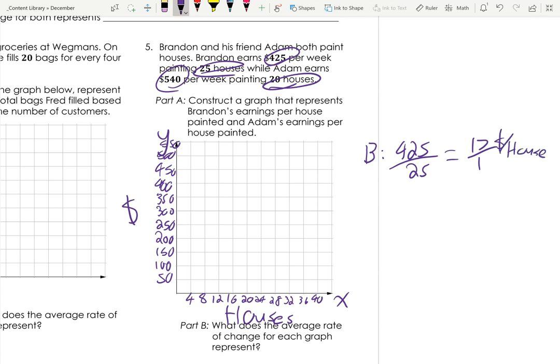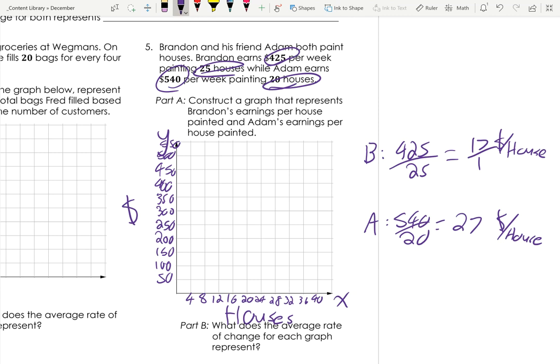All right. And then who's the other guy? Adam. So Adam makes 540 over the course of 20 houses. So if we simplify that, 540 divided by 20 is 27. So he makes $27 per house. All right, so now we just need to graph this.